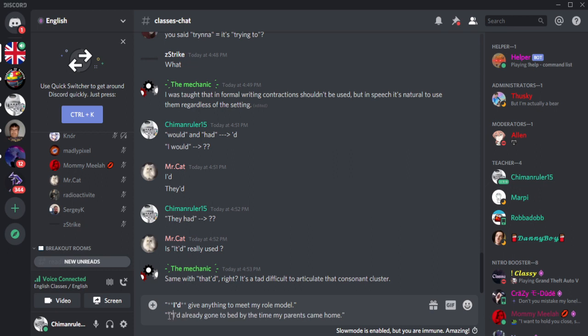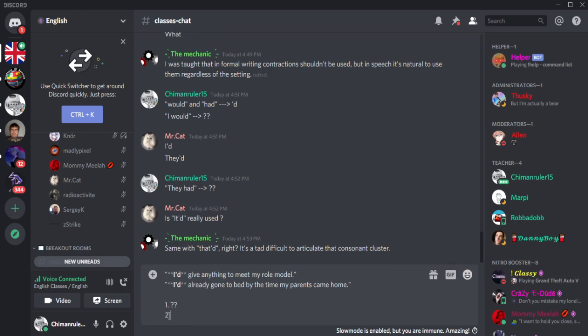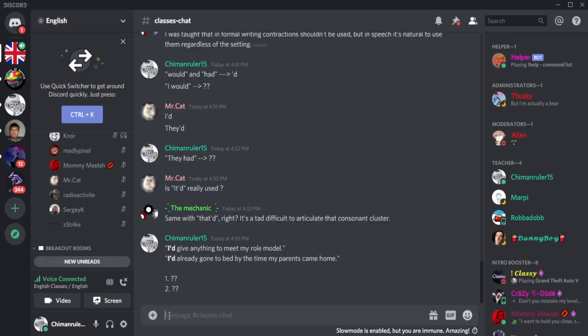Okay, so I'm going to type two sentences. These are both grammatically correct. Can anyone tell me what number 1 and number 2 would be? So, what two words would represent the first contraction, and what two words would represent the second contraction?